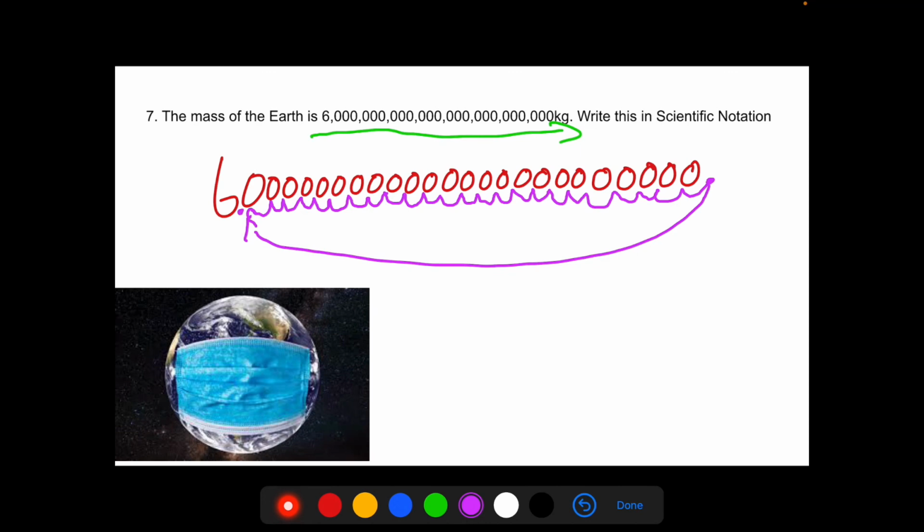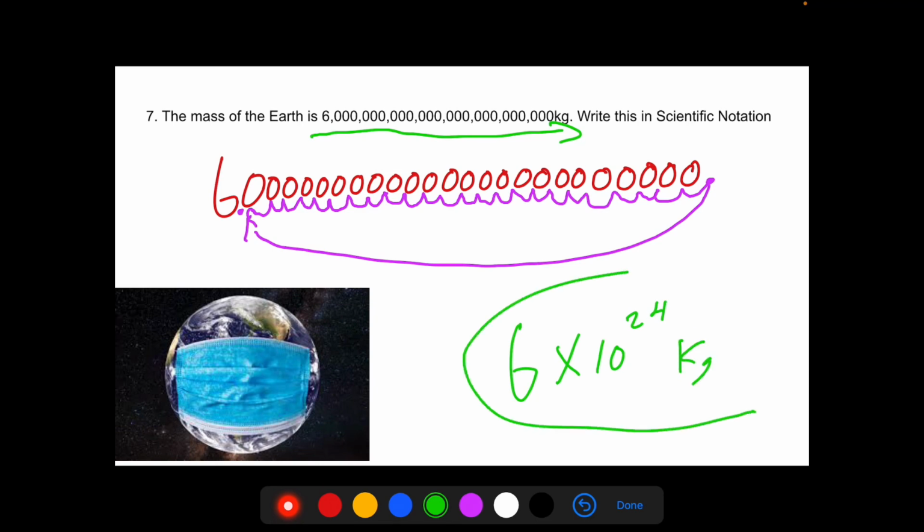Okay, hopefully you're starting to catch the pattern. You can find some shortcuts here, but 6 septillion is 6 times 10 to the 24th. And that's in kilograms. That's the mass of the planet.